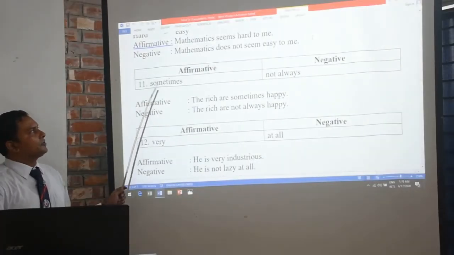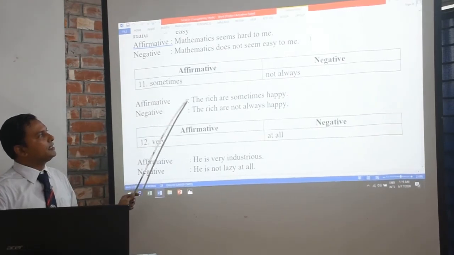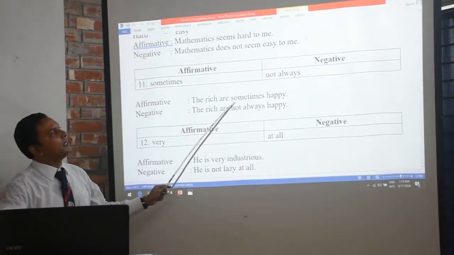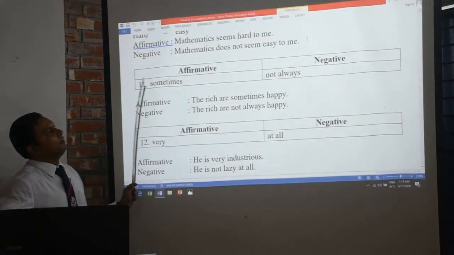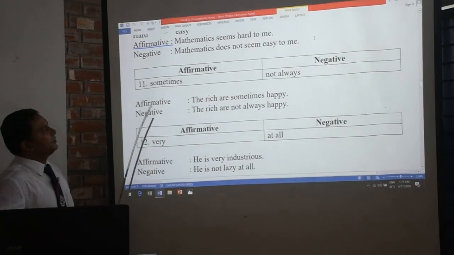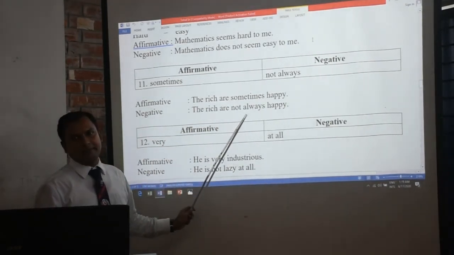In the next rule, sometimes in any sentence, for example, the rich are sometimes happy, here sometimes is used, you have to use not always for sometimes. So the negative sentence is, the rich are not always happy.